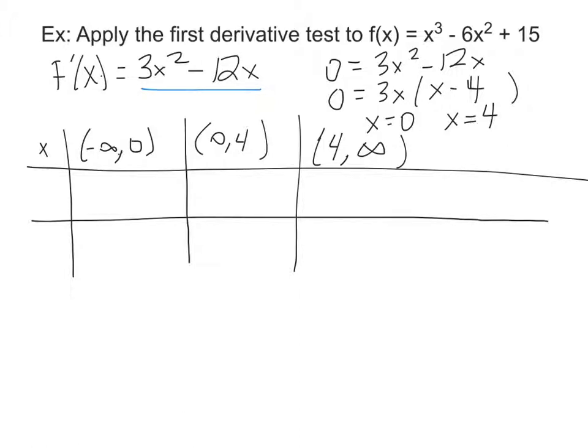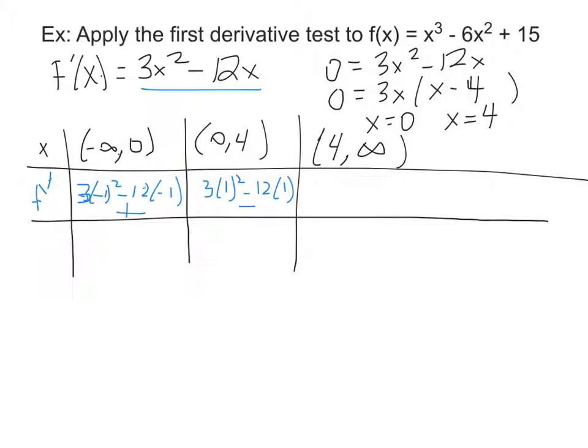Okay, so let's check the sign of our derivative. For the first interval, from negative infinity to 0, if I plug in any negative number, think about this: it's 3 times a negative number squared. It doesn't even matter what it is. If I put in negative 1, that's going to be positive. Minus 12 times negative 1 is positive. I'm going to get a positive result here. And then from 0 to 4, let's take a look. Let's just do positive 1. 3 times 1 squared minus 12 times 1, that's going to be negative.